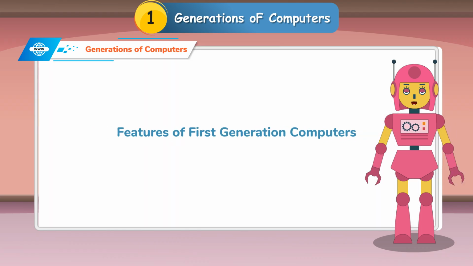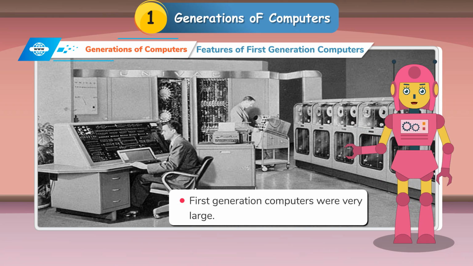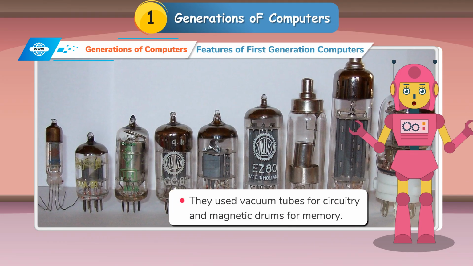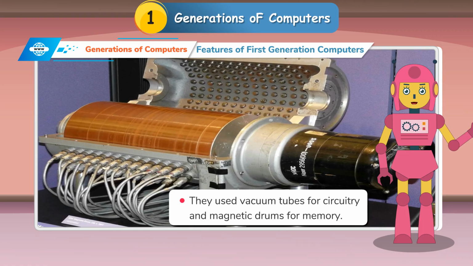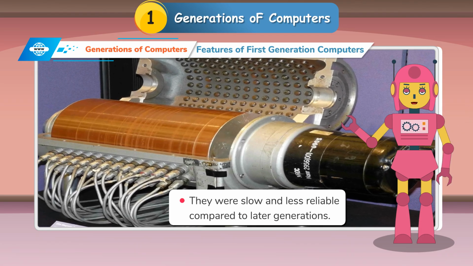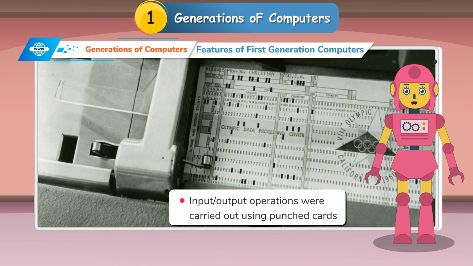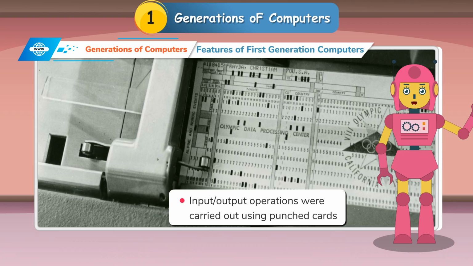Features of first-generation computers. First-generation computers were very large. They used vacuum tubes for circuitry and magnetic drums for memory. They were slow and less reliable compared to later generations. Input-output operations were carried out using punched cards.